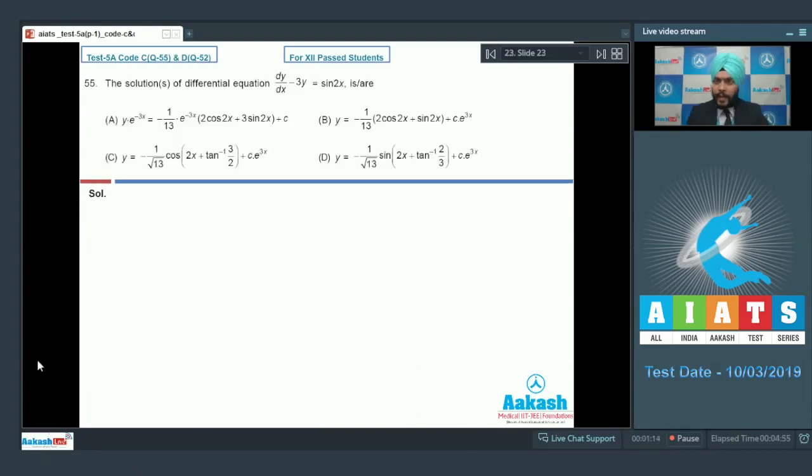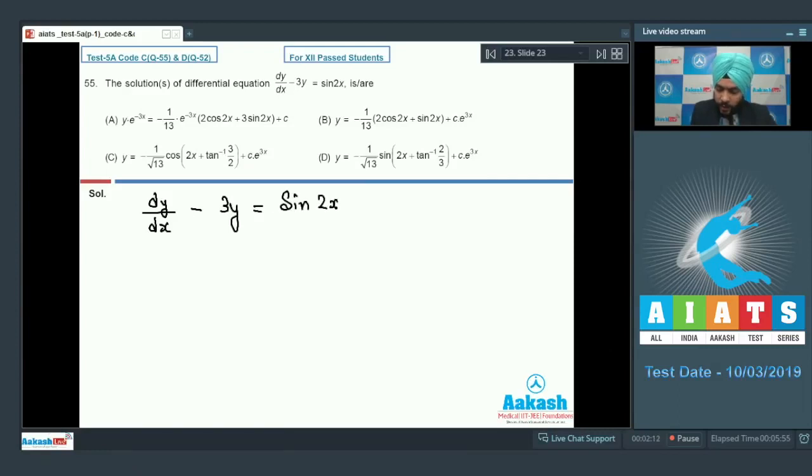Question number 55 says that the solution of the differential equation dy by dx minus 3y equals sine 2x is or are. Students, it is very clear that it is a linear differential equation of the form dy by dx plus py equals q, where p is minus 3 and q is sine 2x. So we have the differential equation as dy by dx minus 3y equals sine 2x.